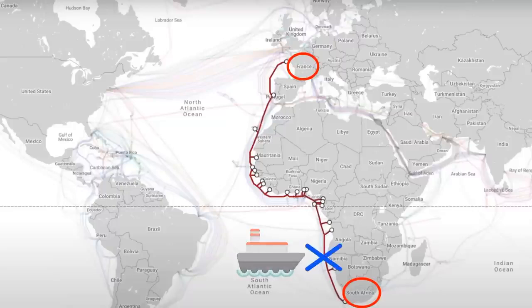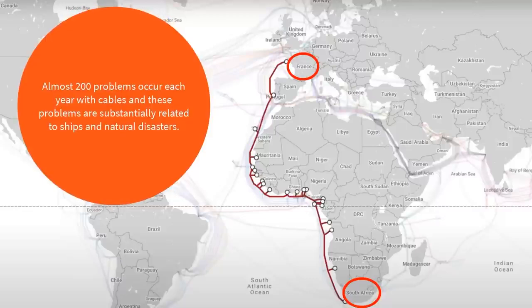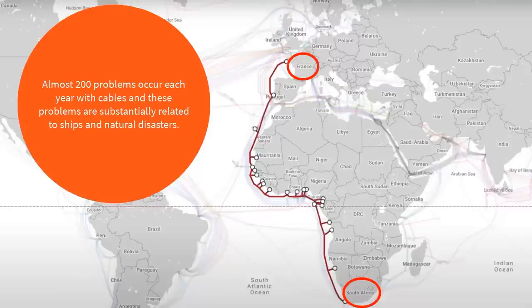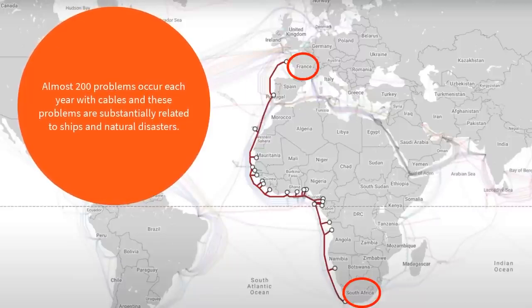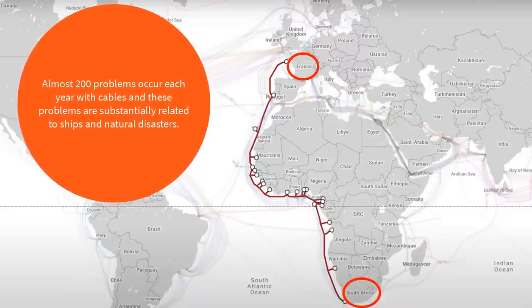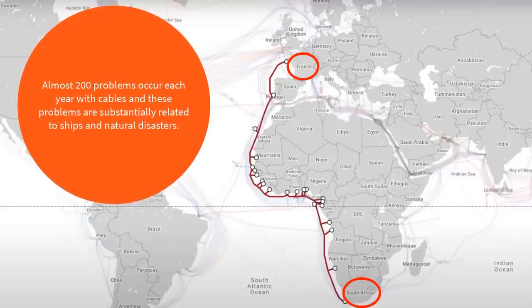In addition to this, as you can imagine, this is not the only problem that happens to cables, because we are talking about 1 million kilometers of cables spread all over the world, so there must be something more. As a matter of fact, nearly 200 problems are encountered each year, and these are substantially related to ships or natural disasters. And there is a funny reason that I prefer to use the word substantially.